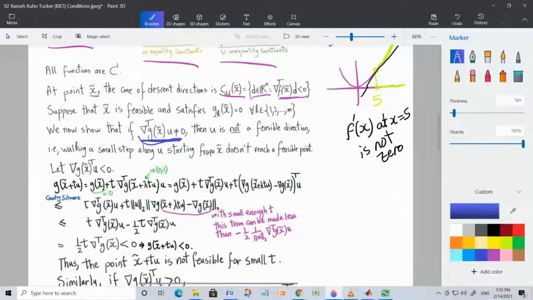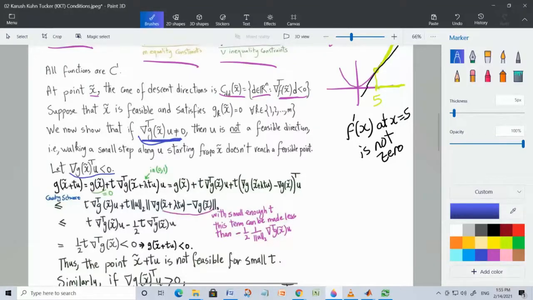And we show it basically by contradiction. So the gradient is not equal to 0. It may be positive, it may be negative. So suppose that there is a direction u such that this inner product is strictly negative.